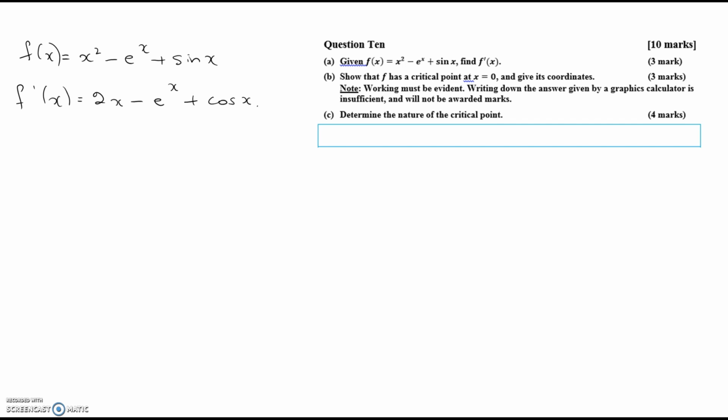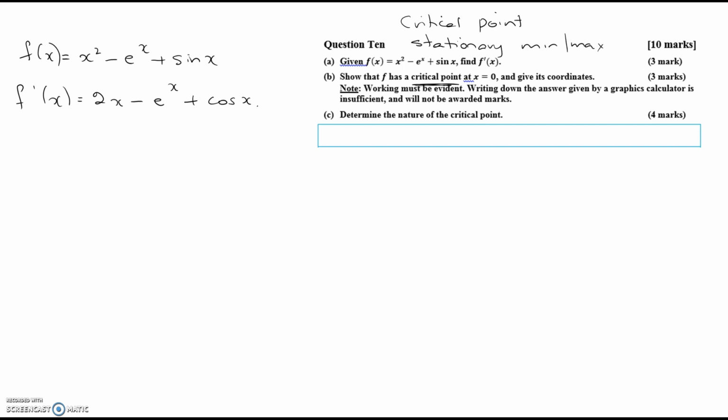Now, part B says, show that the function has a critical point at x equals 0. Right, a critical point, we tend not to use that notation, but it's the same as a stationary point, or it could be a min or a max, all the same sort of logic.